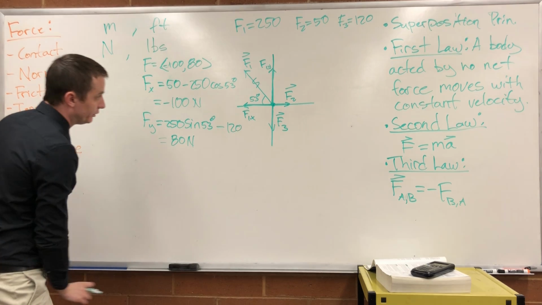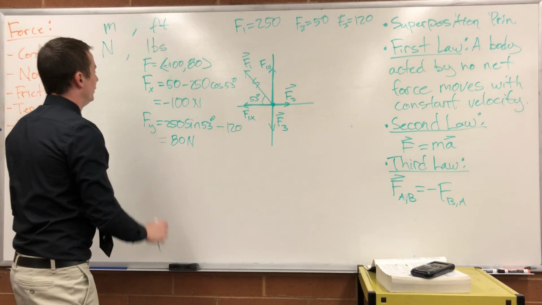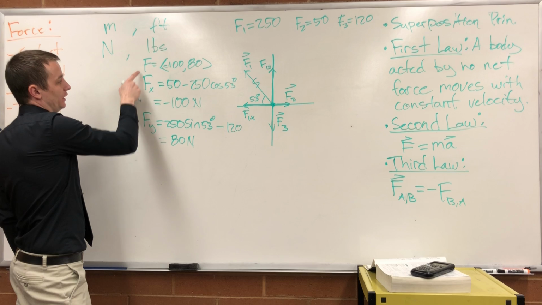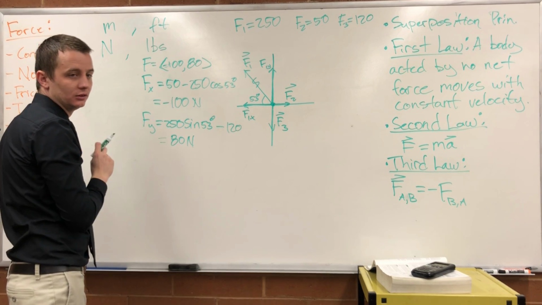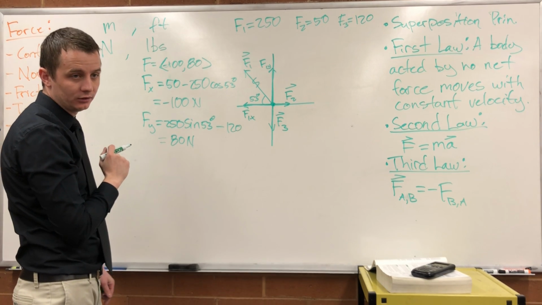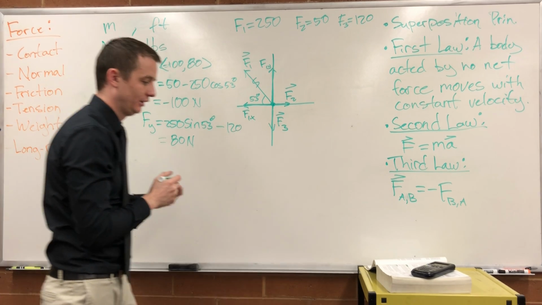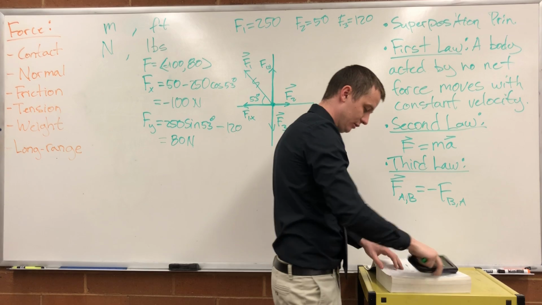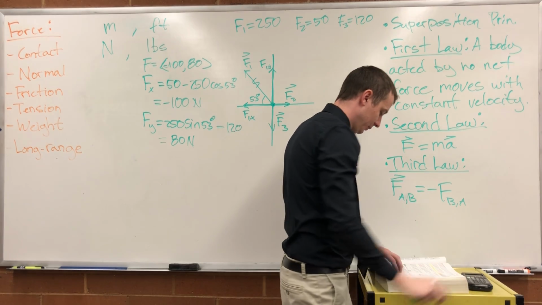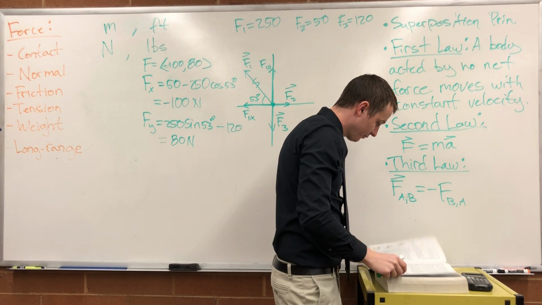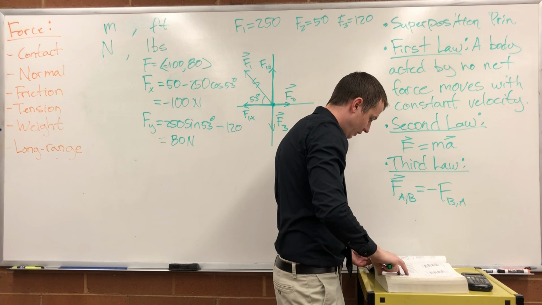Just don't get confused between me and the book. The book uses R for the total vector, and they want you to think of it as the resultant vector. But it's the same thing as F, the way I use F. And there's no way I'm going to remember to use R. You just get trained one way and that's how you do it. So let's do another example problem now.